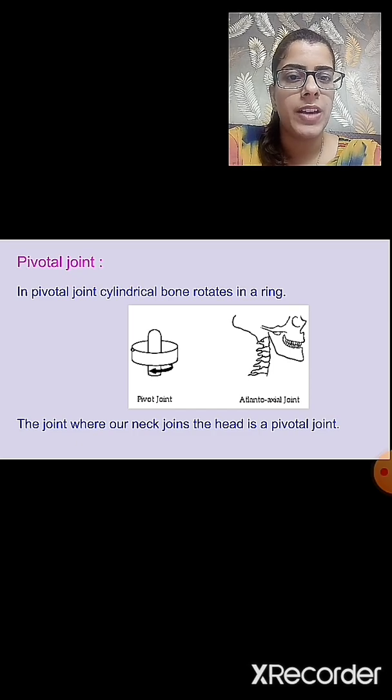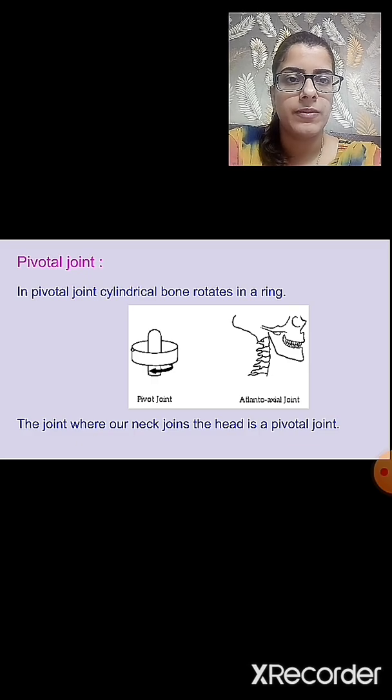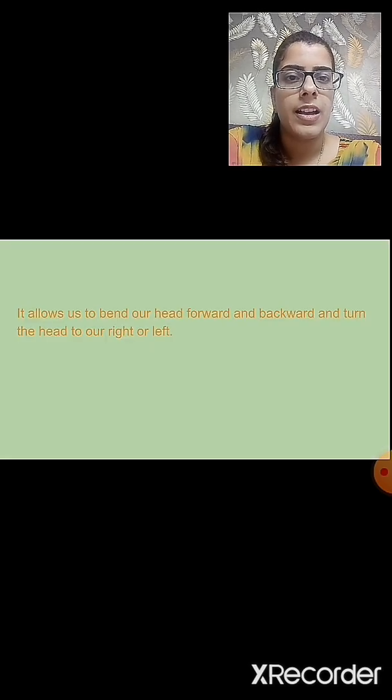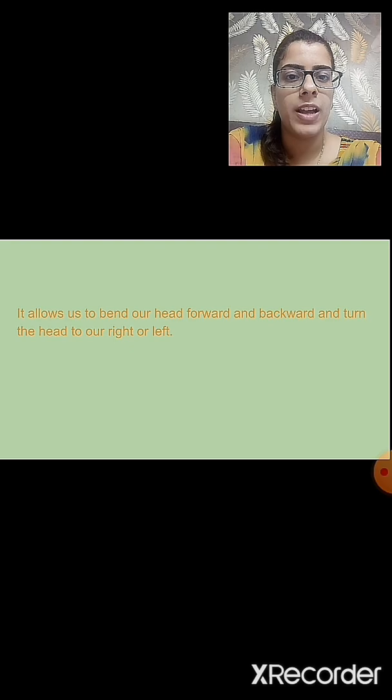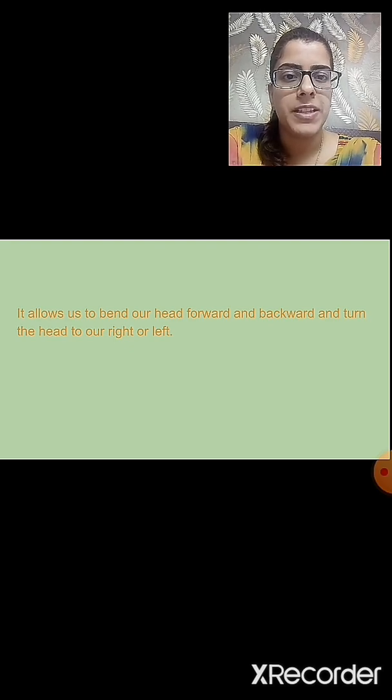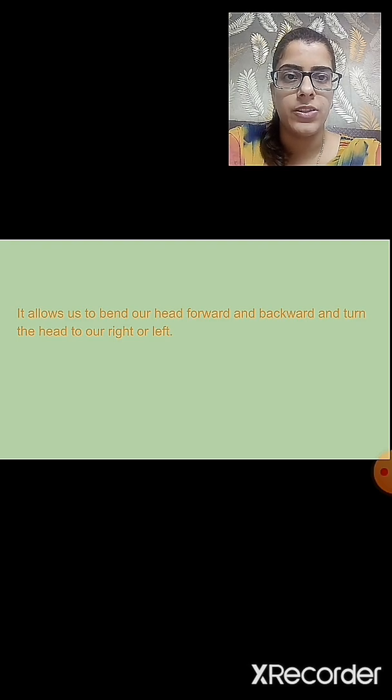The joint where our neck joins the head is a pivotal joint. The pivotal joint allows us to bend our head forward and backward and turn the head to our right or left. Pivotal joints are present in the neck region and also in the wrist region of our body.